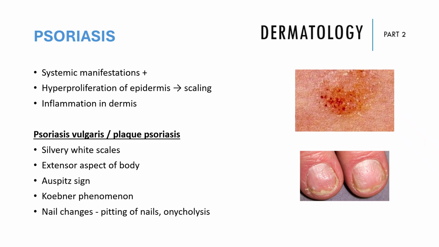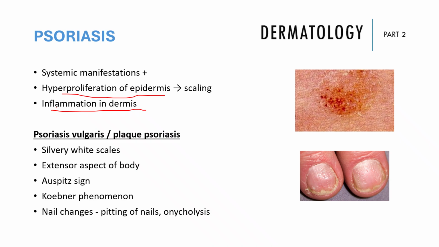In psoriasis, this turnover becomes so rapid that there is intense scaling. Because of the hyperproliferation of epidermis, there is intense scaling and also there is inflammation in the dermis. So it's a combination of hyperproliferation of epidermis with inflammation in dermis along with systemic manifestations. You can have varied manifestations of psoriasis. There are different types of psoriasis as well, and you can have systemic manifestations.